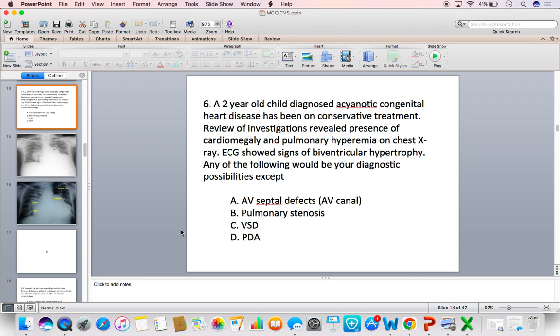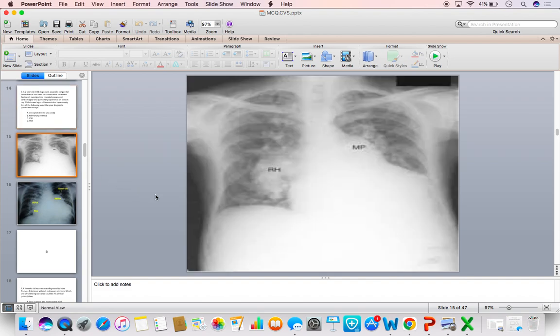Well, the X-ray findings are, you see the picture. You see the cardiomegaly, pulmonary congestion.